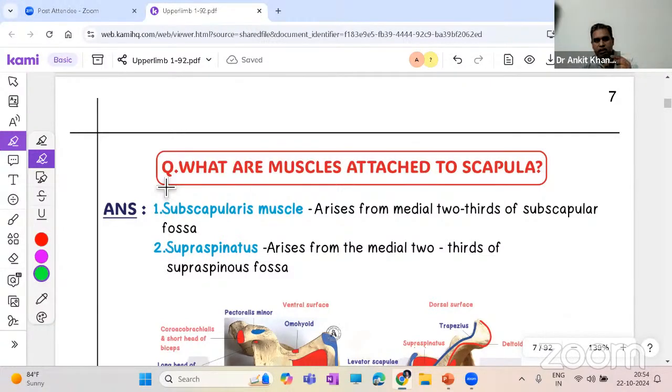One is the short head of biceps, one is the coracobrachialis. Everything is there in the diagram, don't worry much about it. Okay, then you have this glenoid cavity, glenoid fossa. Above the glenoid fossa, we have a supraglenoid tubercle at the upper margin of the glenoid fossa. And we have an infraglenoid tubercle at the inferior margin of the glenoid fossa.